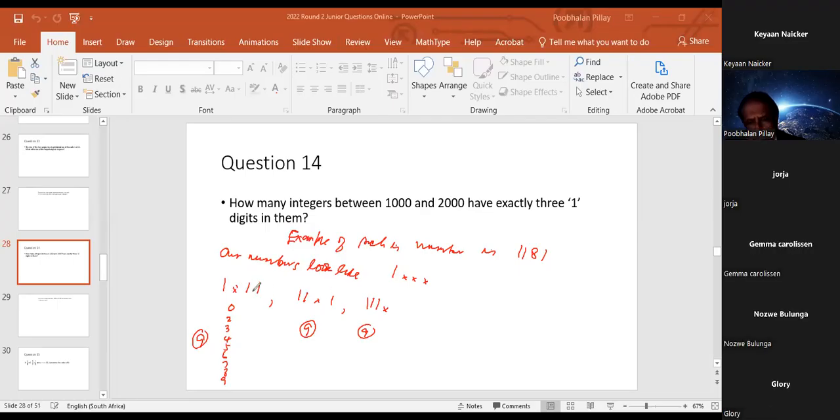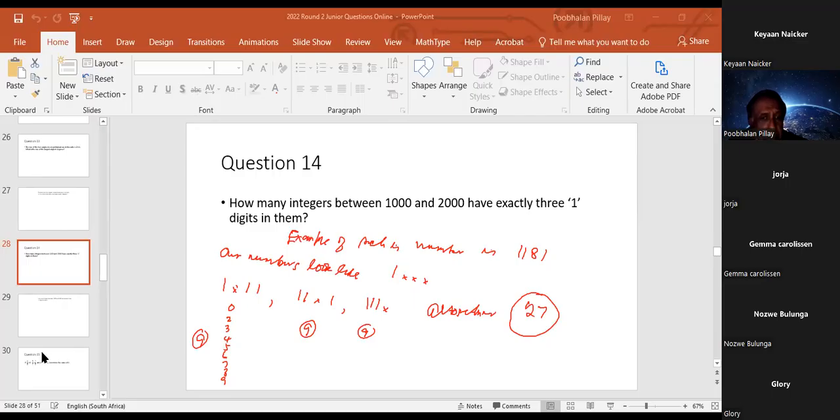9 numbers where the second digit is not a 1, and 9 numbers where the third digit is not a 1, and 9 numbers where the fourth digit is not a 1. So altogether, that takes care of everything. Altogether, you've got 27: 9 plus 9 plus 9. All of them start with 1, so one of the 1s is already there. So it's just a matter of counting how many others there are. So the answer to that question is 27. That's problem number 14.